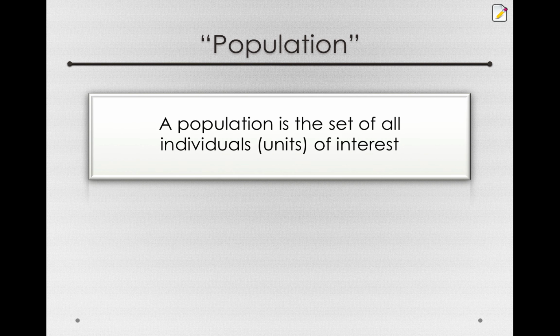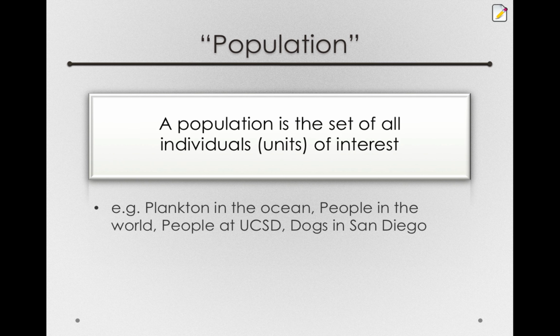Next, let's talk about the word population, and this is an important one. A population is the set of all individuals or units that we're interested in. Now, this could be anything: plankton in the ocean, people in the world, people at UCSD, dogs in San Diego. These are all populations if that's the thing we're interested in studying. Notice then that a population is somewhat of a subjective choice. What you intend to make inferences about is the population you are concerned with.